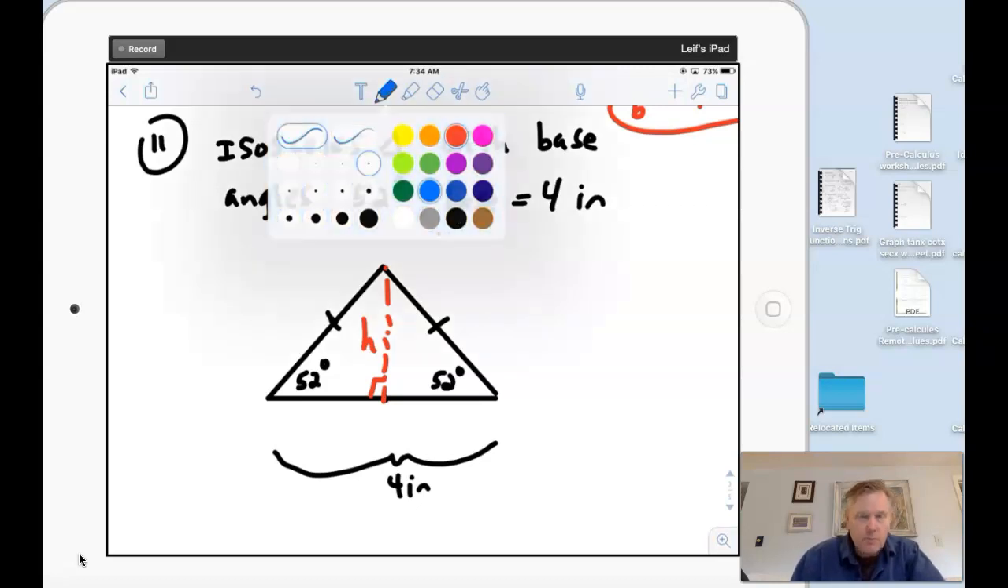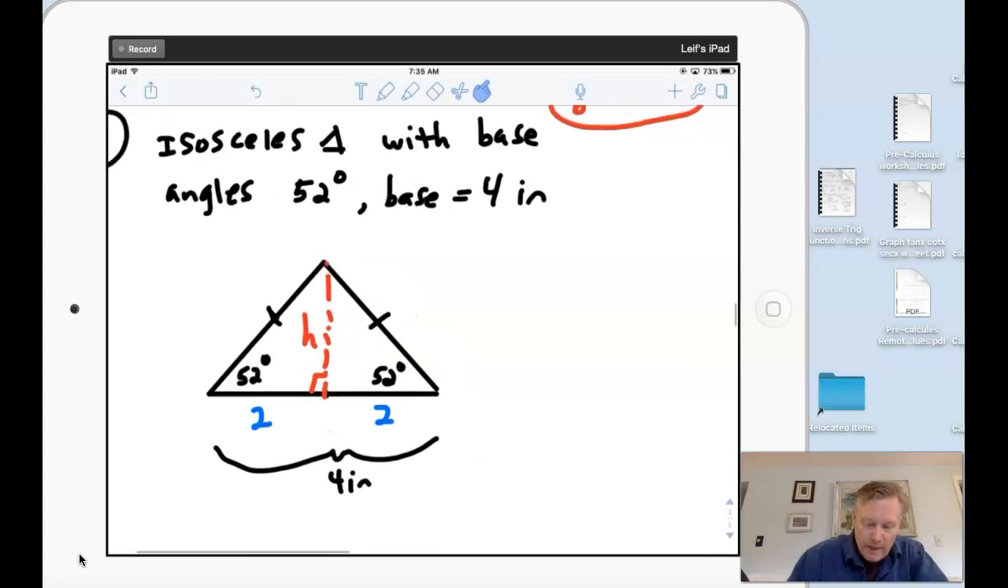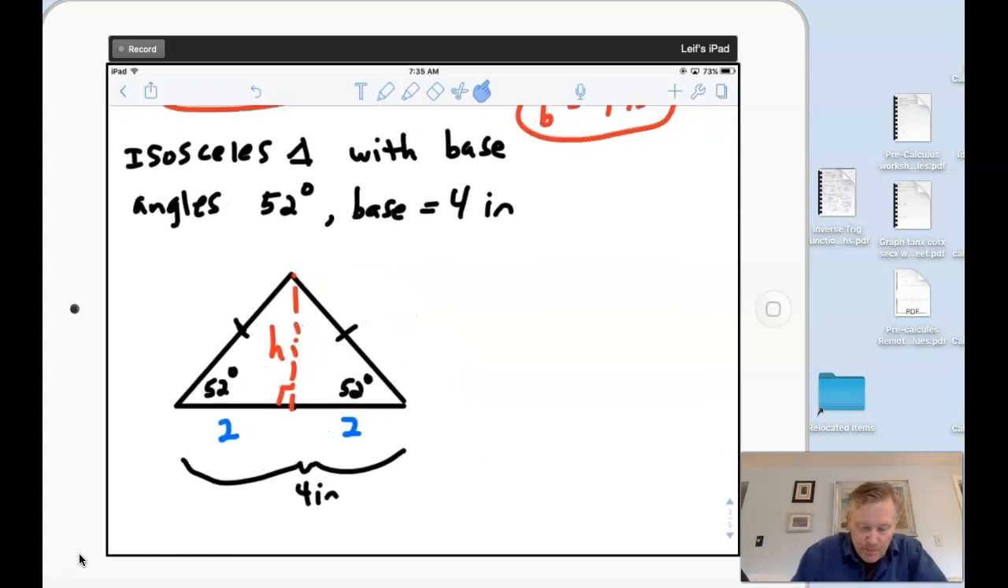The other thing they don't tell you is that if you drop an altitude down the middle of an isosceles triangle, it splits the base in half. So this is going to be 2, and that'll also be 2. With that knowledge, now I can find the height.